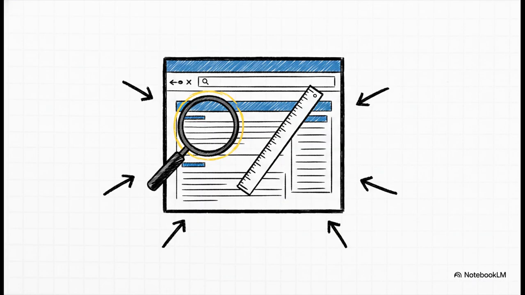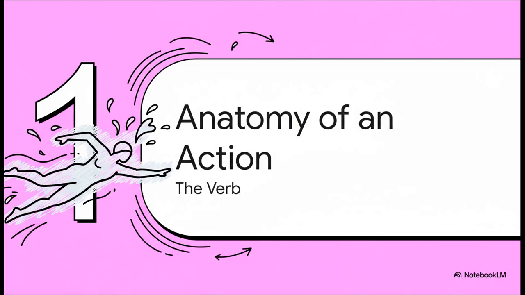Okay, here it is. This is our source material for today, the entry for the word swim from the Simple English Wiktionary. And we're going to treat this page like an artifact. We're going to take it apart, piece by piece, to understand not just what it's saying, but how it's so brilliantly engineered to communicate. First up, anatomy of an action.